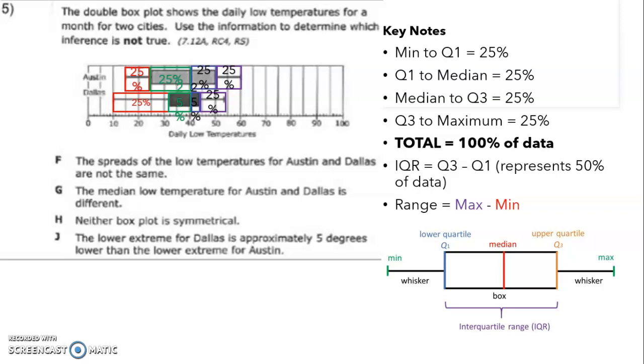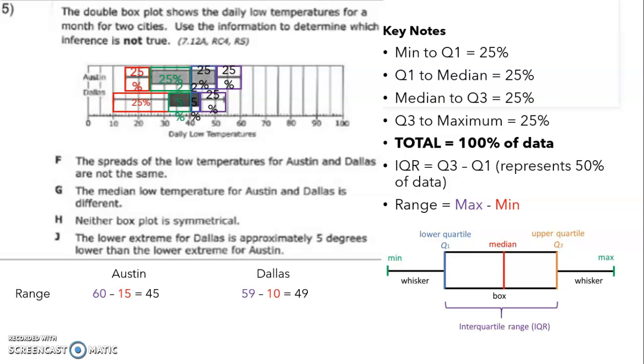It says the spreads of the low temperatures for Austin and Dallas are not the same. So for spread, I'm looking for maximum minus minimum. Spread is range, same thing. So for the top one, for Austin, I have 60 minus 15. And for Dallas, I have 59 minus 10. It's actually like 54-ish. I don't know where I got 59 from. It's 54 minus 10.